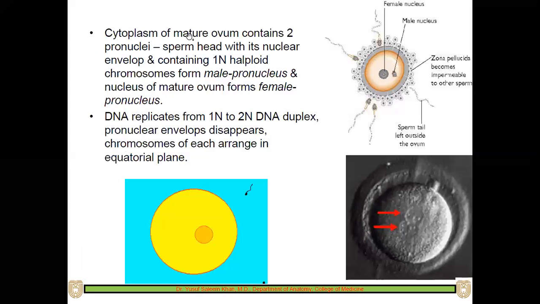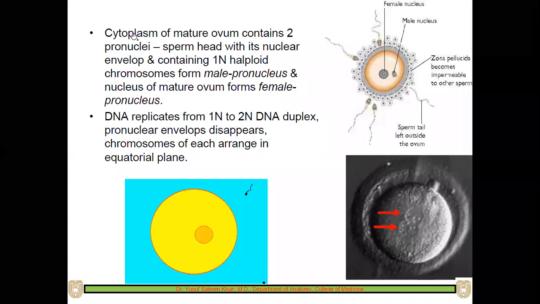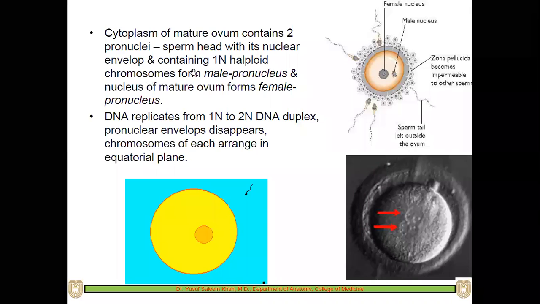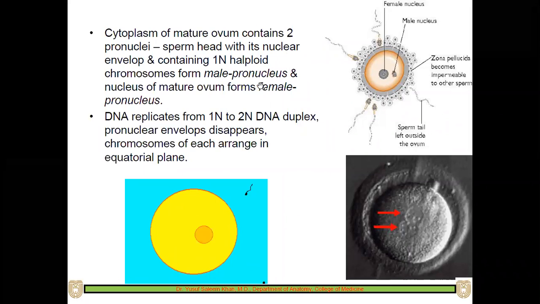Now the cytoplasm of the mature ovum contains two pronuclei, as the sperm has entered. This is the sperm head, and this is the ovum head, which is the female nucleus. Now it is called a female nucleus, and this is called a male nucleus. Both have entered, and the sperm head with the nuclear envelope contains one haploid set of chromosomes from the male pronucleus, and the nucleus of the mature ovum is the female pronucleus.